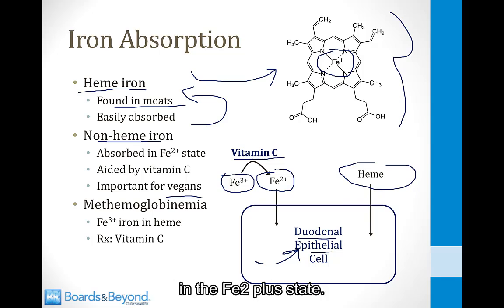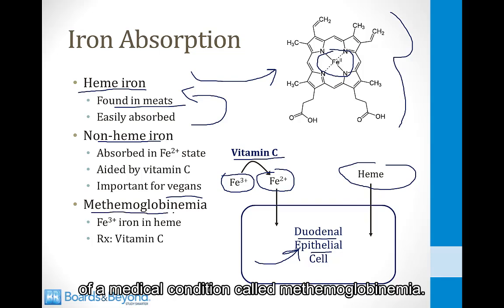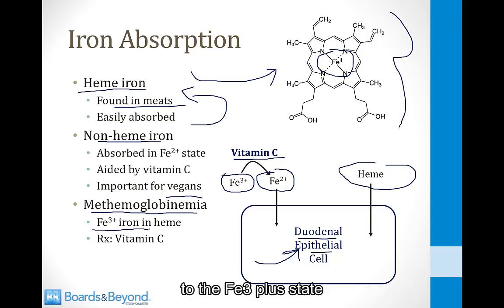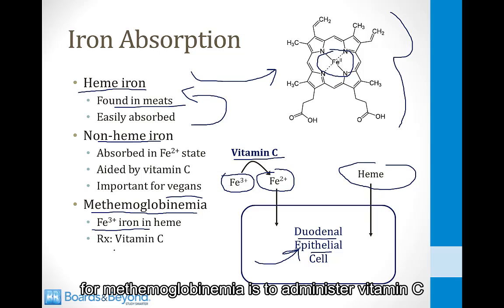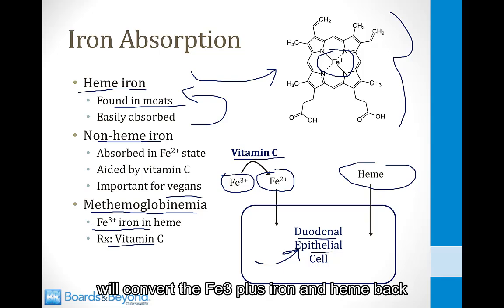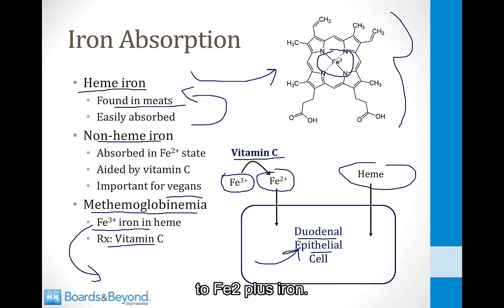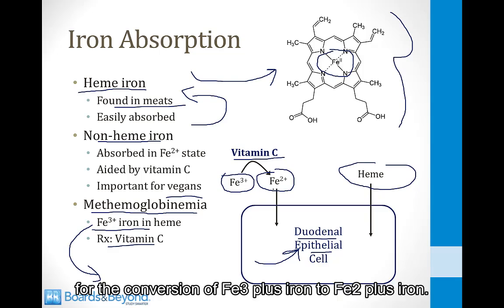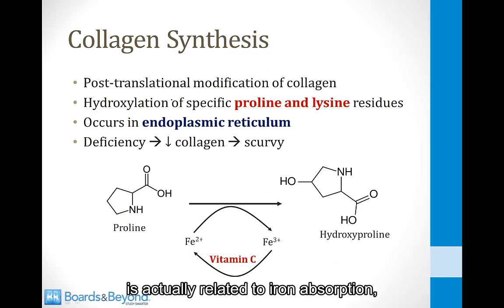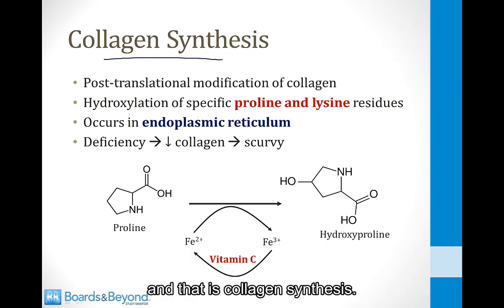You may know of a medical condition called methemoglobinemia. This occurs when a drug or something else converts much of the iron in heme to the Fe3+ state, and it can be life-threatening and dangerous. And one of the treatments for methemoglobinemia is to administer vitamin C, and that's because vitamin C will convert the Fe3+ iron in heme back into Fe2+ iron. So it's very useful to remember that vitamin C is important for the conversion of Fe3+ iron to Fe2+ iron.